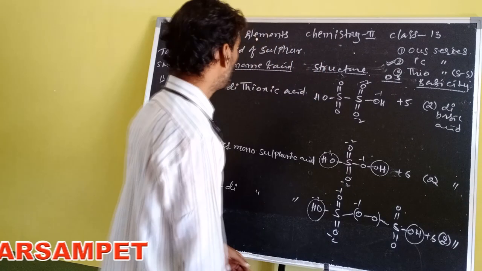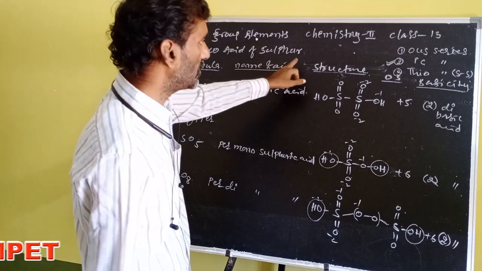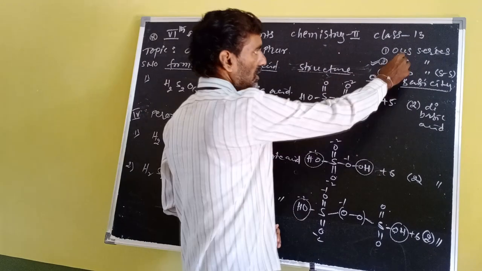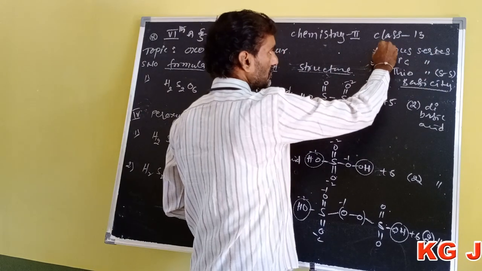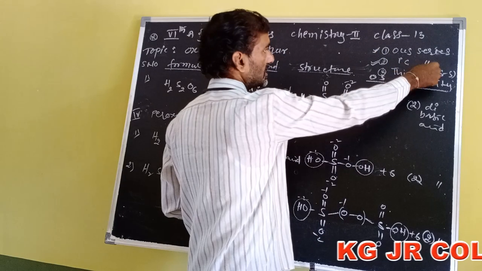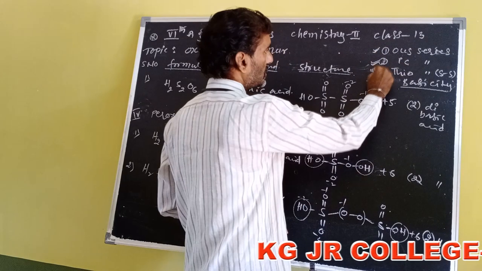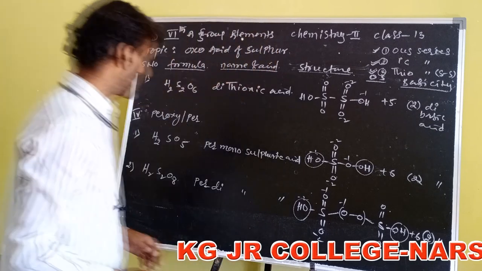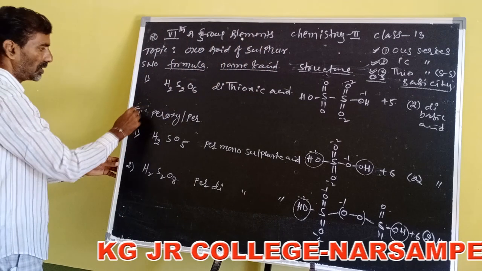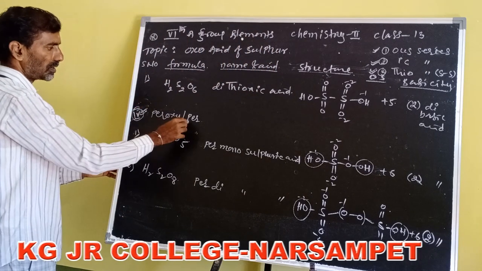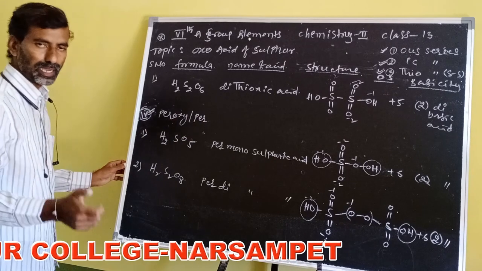Okay, so this is about oxo acids of sulfur. The ous series of acids completed. The ic series of acids completed. The thio series of acids completed. Last one, the peroxy or per series of acids.